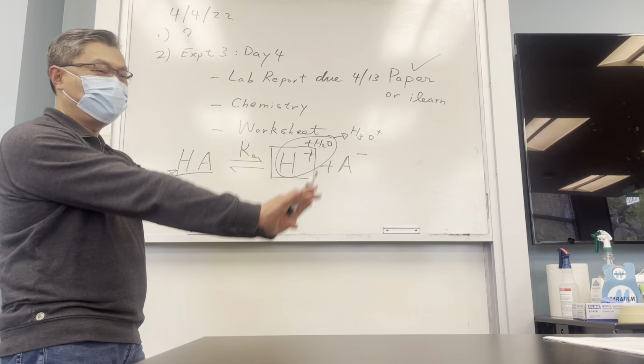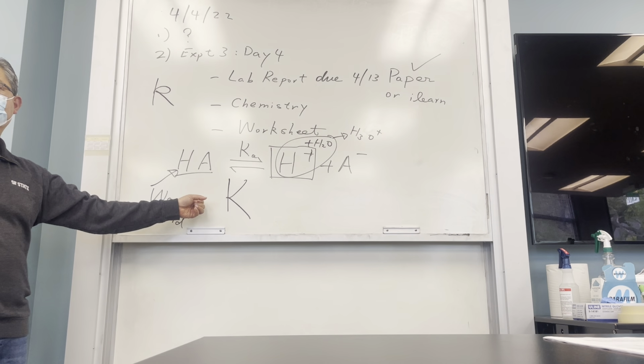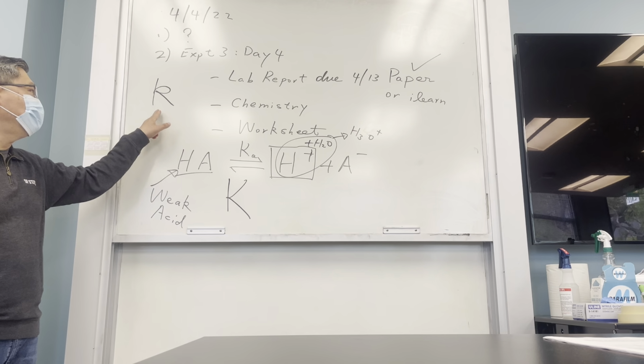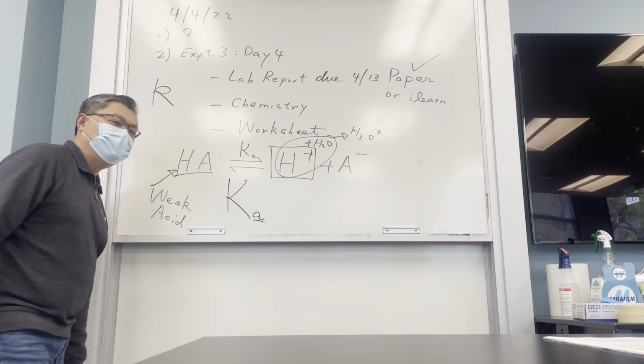Capital letter K. Before, when we talked about kinetics, the rate constant was also k, a lowercase cursive k. So do not get confused or mixed up between the two. These are two different things. This is the equilibrium constant, and the a stands for acid.